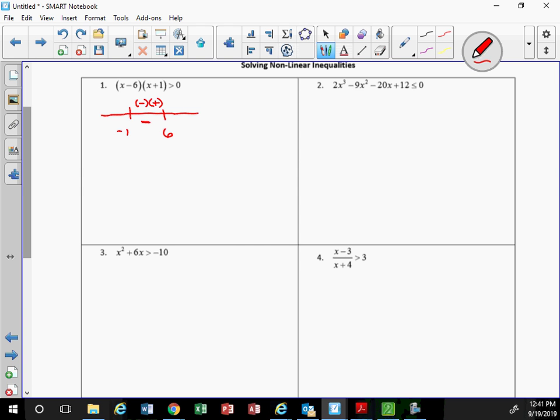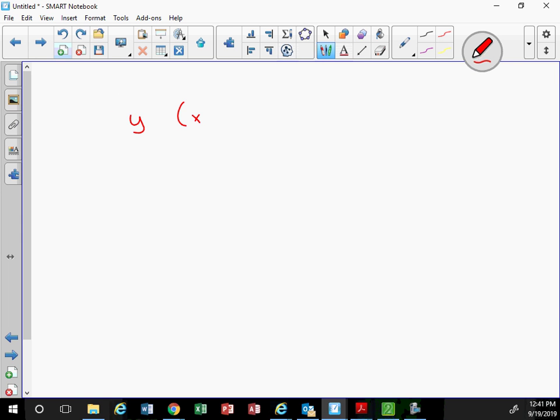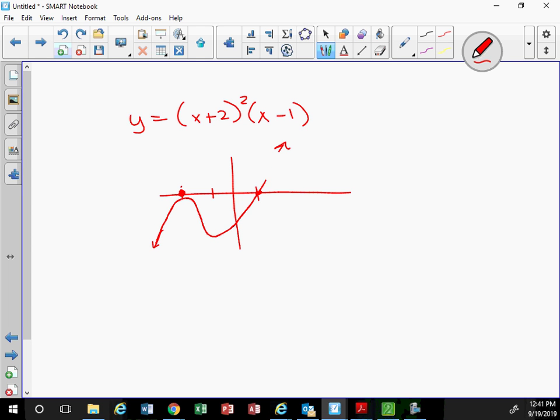Will this alternate? Seeing a couple of nods and a couple of "I won't make eye contact and she won't call on me." It will alternate. The only time it doesn't is when there's even multiplicity. Think about our sketching polynomials. When we did that, let's say you had y equals x plus 2 squared times x minus 1. Something like that. Don't draw this, just pay attention. You knew that the ends, one was up, one was down, and you knew that it was going to bounce and then cross.